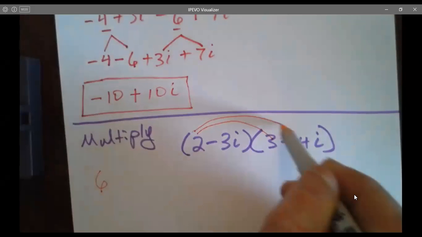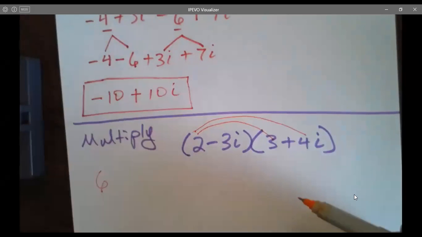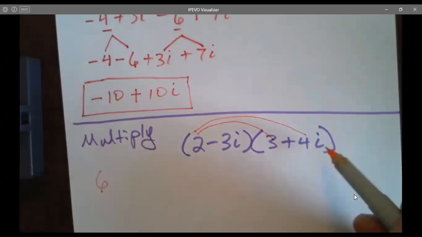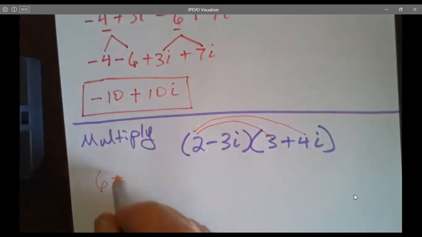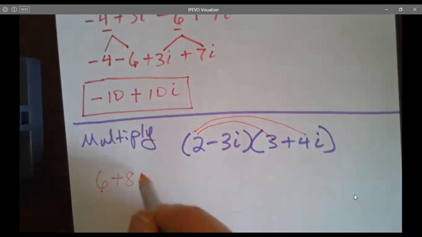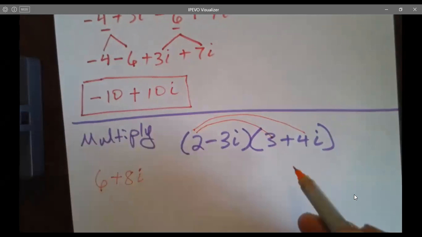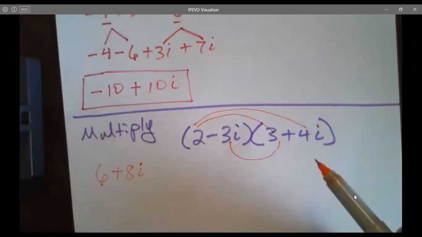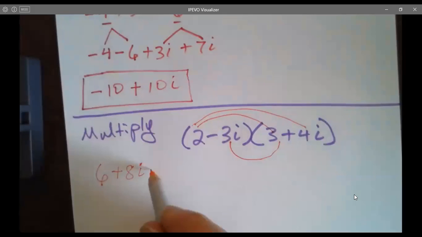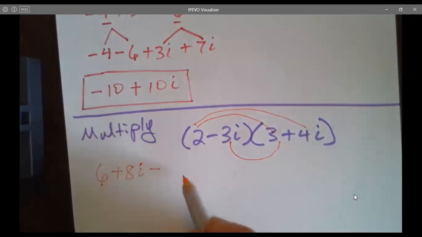Now we're going to multiply the 2 outer terms. 2 times 4i, well, 2 times 4 is 8. So this will be plus 8i. And then we multiply the 2 inner terms, a negative 3i times 3. So that'll be negative 3 times 3 is 9. So that'll be negative 9i.